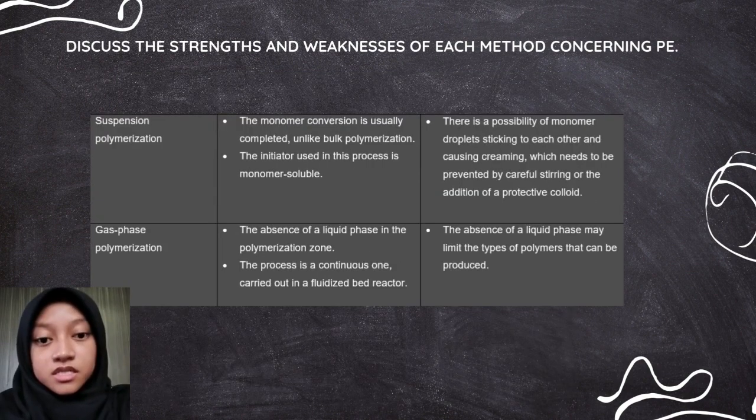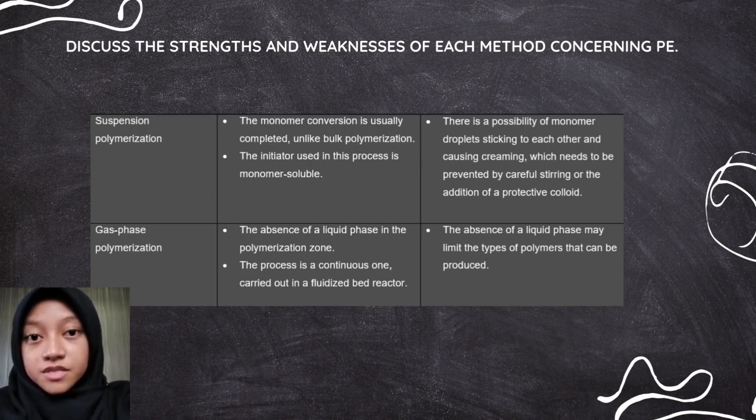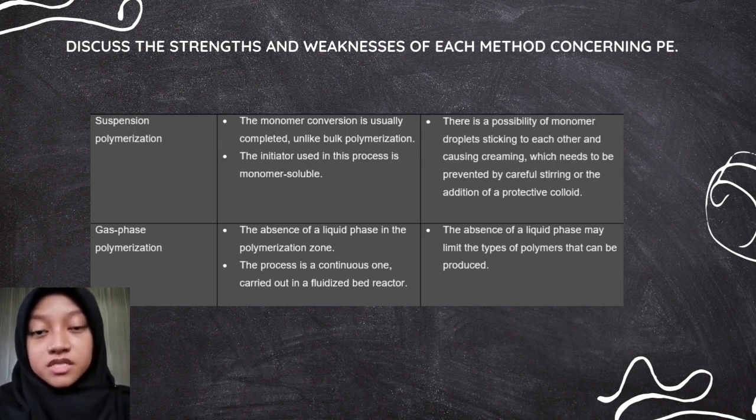But the presence of a solvent lowers the actual rate of polymerization in the mixture, and complete removal of the solvent is difficult. For gas phase polymerization, the strength is the absence of a liquid phase in the polymerization zone. This process is carried out continuously in a fluidized bed reactor. For the weaknesses, the absence of a liquid phase may limit the types of polymer that can be produced.